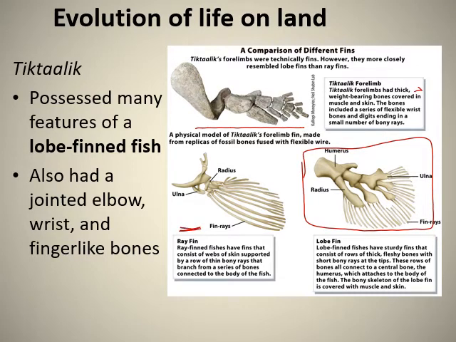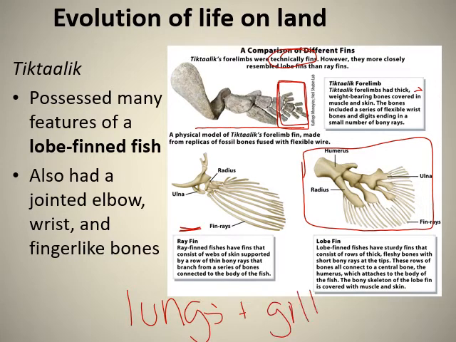Okay, they also had a jointed elbow, wrist, and finger-like bones, but we actually consider them a fish because they lacked true jointed fingers. So these aren't really true jointed fingers, although they kind of look like it here, but they are more technically considered fins. So we still consider these guys a fish, although they are a pretty good intermediate that we use as well. But these guys also had both lungs and gills, which is pretty cool, and is one more piece of evidence towards them being an intermediate between moving from the sea onto the land.